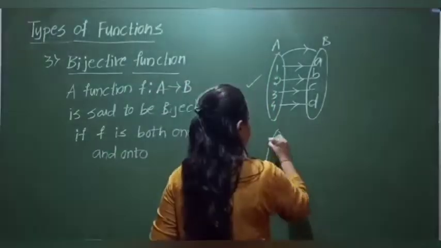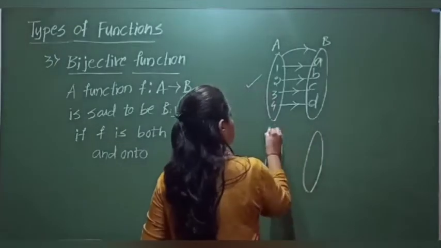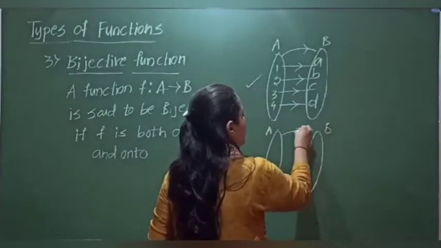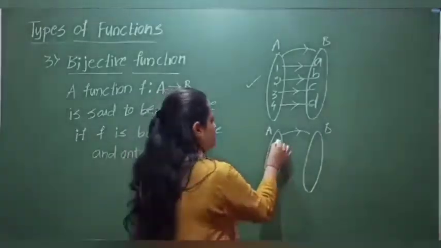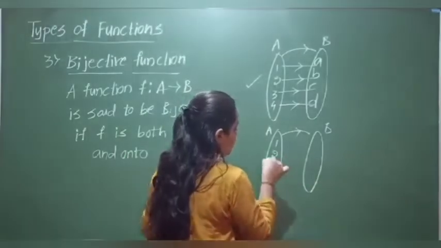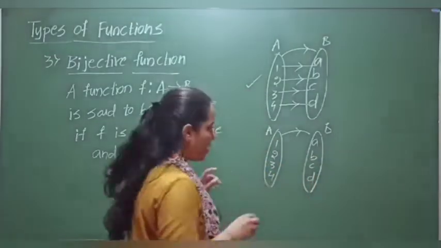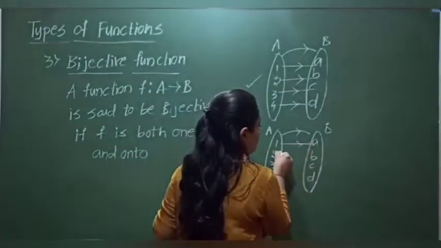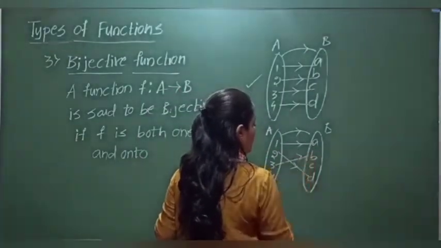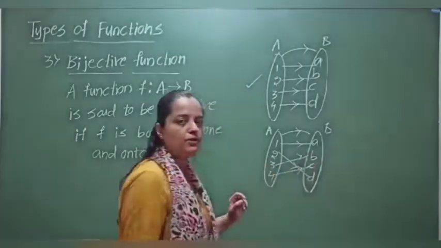I'll take another example, a function from set A to set B. Take 1, 2, 3, 4 and A, B, C, D. Now 1 is related to A, 2 is related to D, 3 is related to B and 4 is related to C.